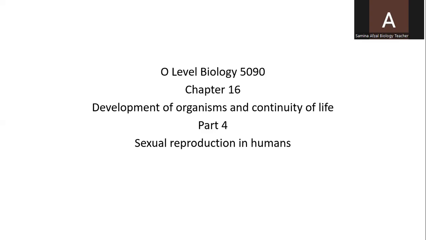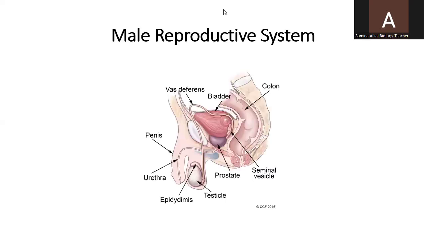O-Level Biology 5090, Chapter 16, Development of Organisms and Continuity of Life, Part 4, Sexual Reproduction in Humans. First of all, we will discuss the male reproductive system.